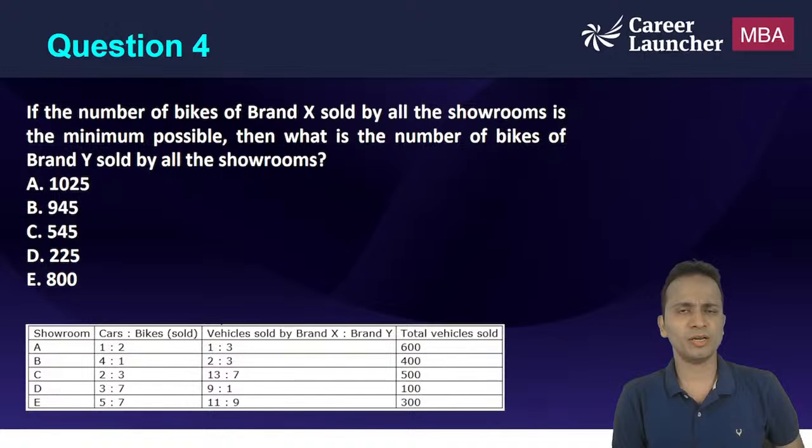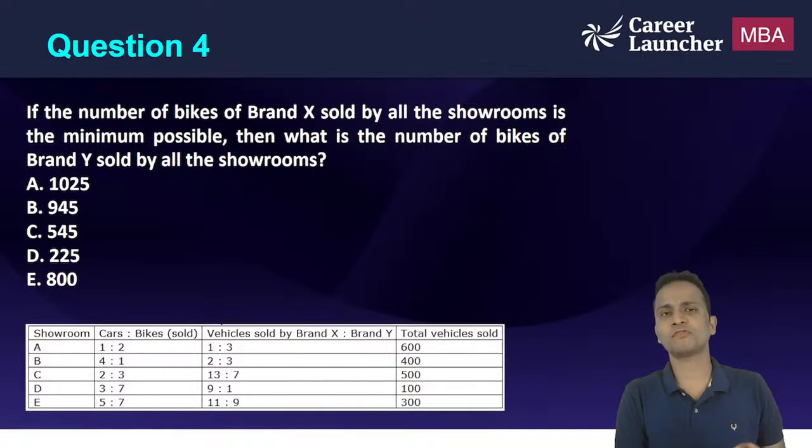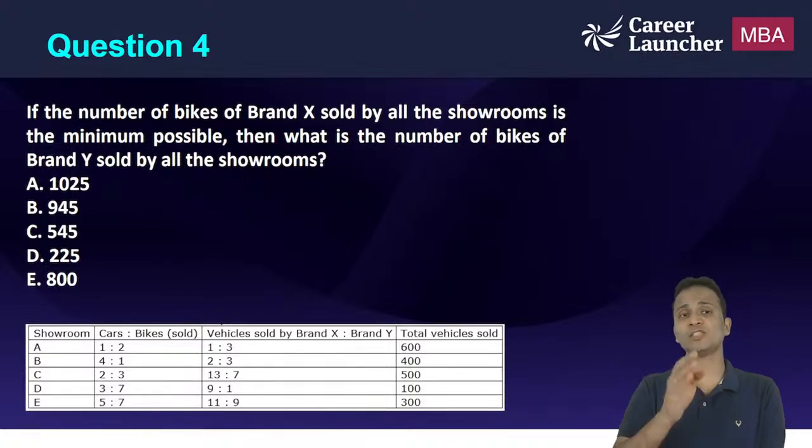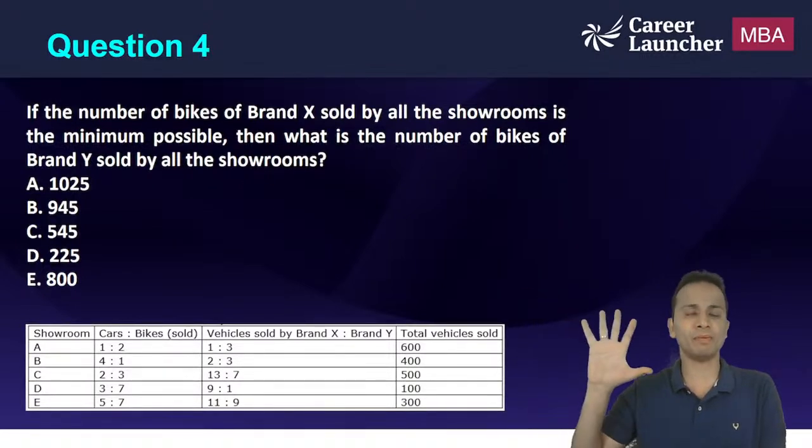So question involving the concept of maxima and minima. Okay, so you will have to minimize one thing. So to minimize one thing, probably you will have to maximize the other things. Then only you will be able to minimize it. It may be possible. Okay. So question is, if the number of bikes of brand X sold by all the showrooms is minimum possible. So number of bikes which are sold by X are minimum.